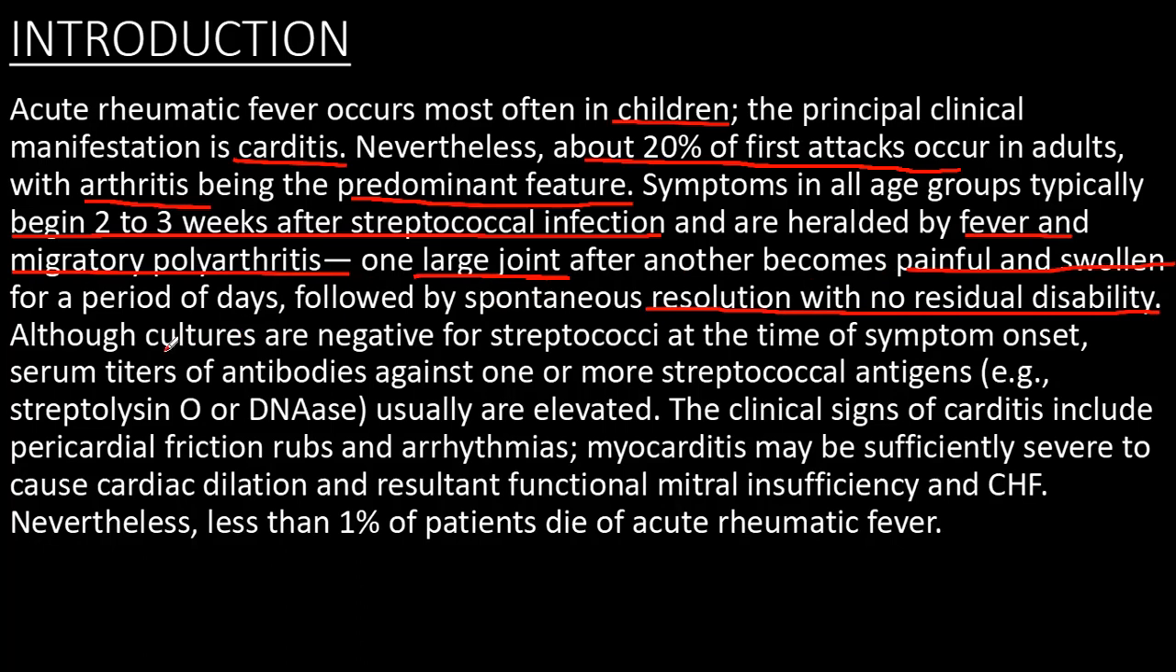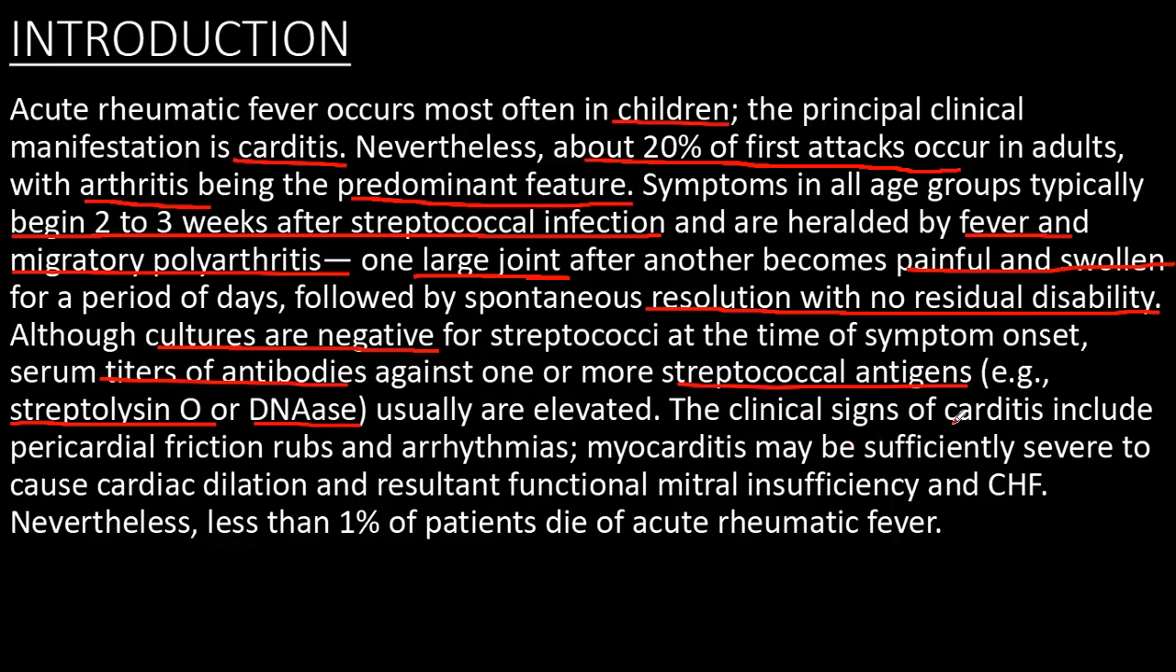Now, at the time of occurrence of the rheumatic fever, the cultures are usually negative, okay, because the lesions are free of the streptococcus. But you can use serological evidence by measuring the titers of antibodies against streptococcal antigens, such as mainly the anti-streptolysin O antibody titer and anti-DNase titers, okay?